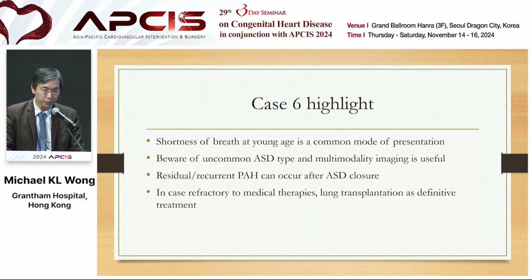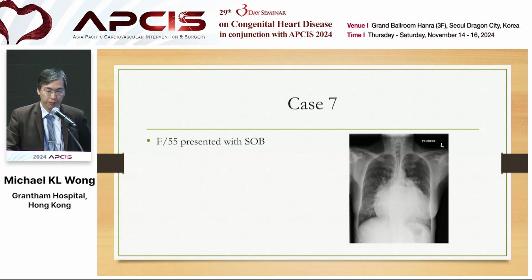So in this case, highlight the shortness of breath at young age can be a common mode of presentation, and also we need to pay attention to uncommon ASD types in patients presenting with pulmonary hypertension of unknown etiology, and multimodality imaging can be useful. Also, residual or recurrent PAH can occur after ASD closure, and in cases refractory to medical therapy in the recurrent pulmonary arterial hypertension, finally, lung transplantation can be a definitive treatment.